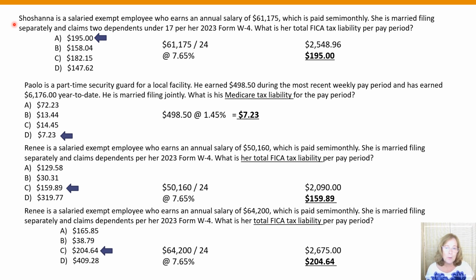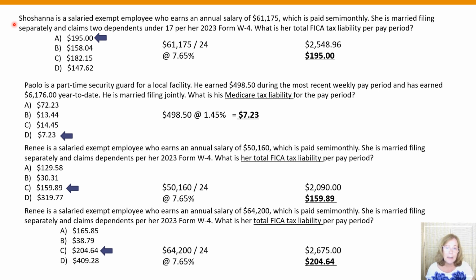When you see that the question asks for the FICA tax liability, that tells you that we need to calculate both the Social Security and the Medicare taxes. We need to also double check that the wages are below the maximum Social Security wage amount of $160,200, which Shoshana's wages are.